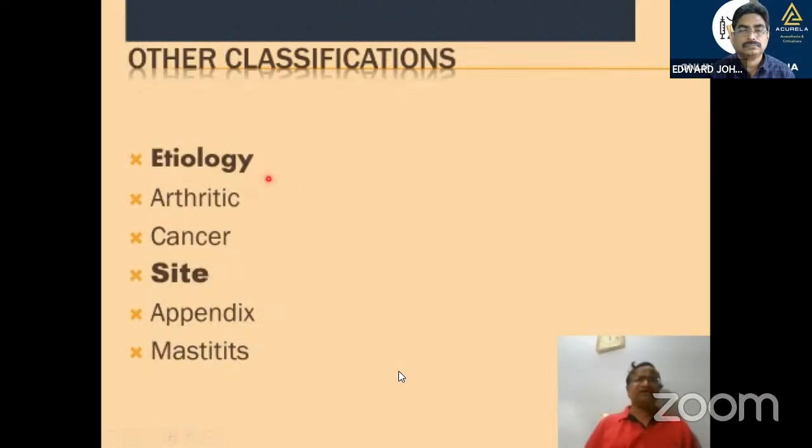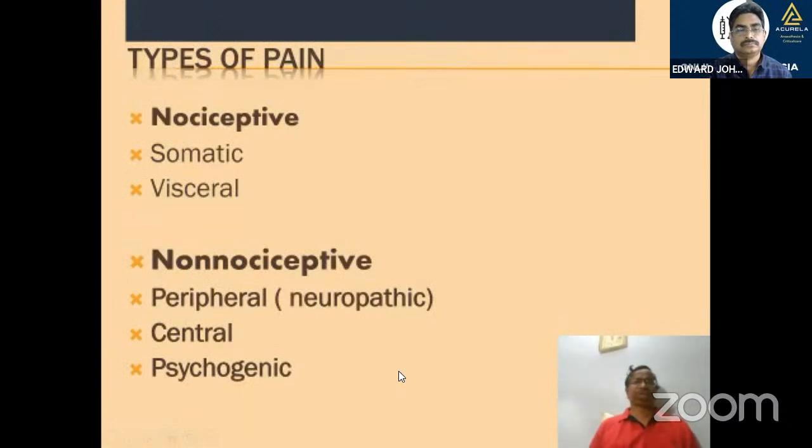There are other classifications according to the etiology and according to the site. The first classification is according to the temporal, time-based: acute, sometimes subacute, around 3 weeks. More than 3 months is chronic. Now we have a classification depending upon the etiology: arthritic, malignant pain. Where is the pain from, like the appendix, the breast. This is one type of taxonomy.